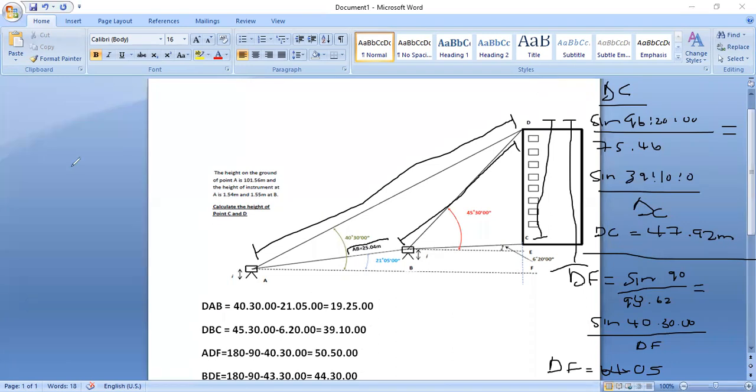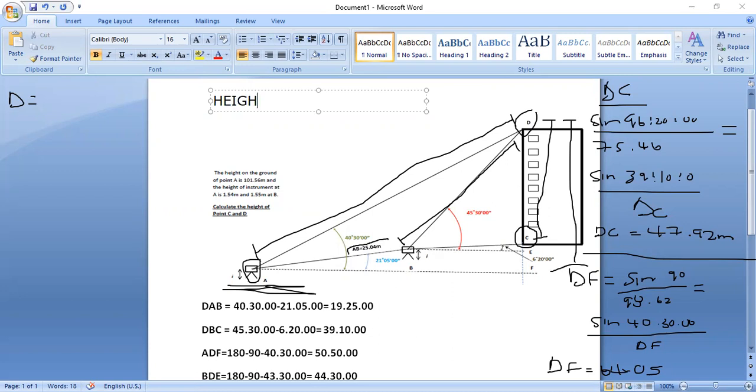Right, so now the question states that we need to calculate the height of point D and point C, okay? In the scenario that they gave, they said the height on the ground of point A is 101.56 meters. And then they say the height of the instrument, which is this instrument over here, is 1.54, and the instrument at D is 1.55. So we need to calculate point D, right? Let me just put the text over here to tell you what the formula is.